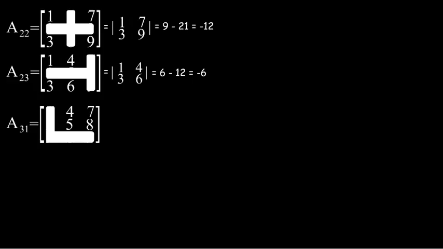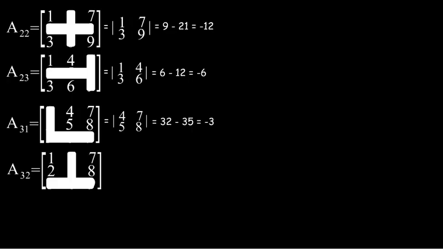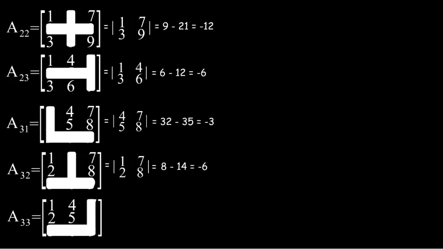For A31, it will be 4 7, 5 8, that's our smaller matrix, and when we find the determinant it is equal to 32 minus 35, which is equal to minus 3. And for A32, our smaller matrix will be 1 7, 2 8, and the determinant will be equal to 8 minus 14, which is equal to minus 6. For our final element A33, it is 1 4, 2 5, which will be equal to 5 minus 8, which is equal to minus 3.